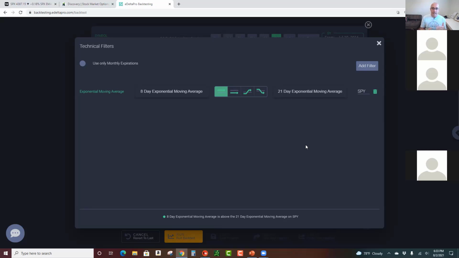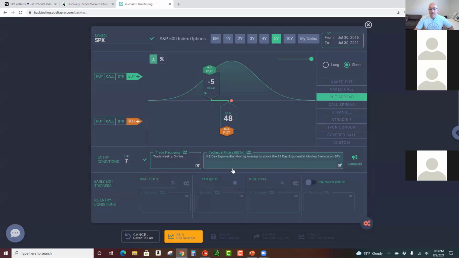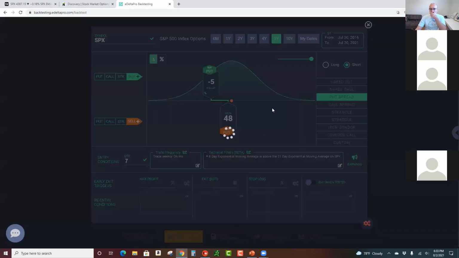So when it looks at SPY, it's going to say, is the 8 EMA over the 21 EMA? Yes. Okay. Is it Wednesday? Yes. Okay. Take that trade, the Delta 48 spread. So I'm going to come out of here. Now we have that technical filter. This is what, when I put on my calendar, it's conditional. And let's go ahead and run this again.